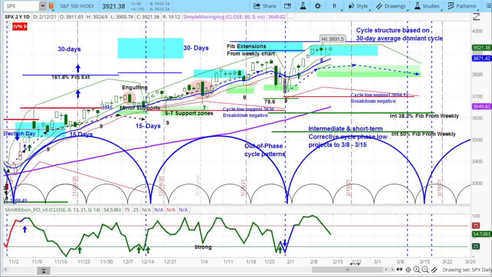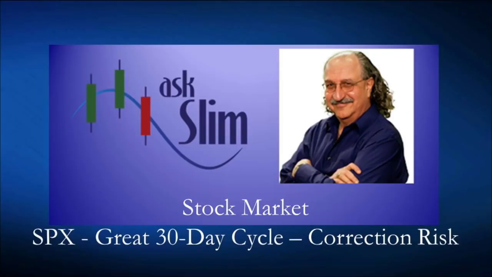That is a look at the short term and intermediate term, really, as we're looking out into March for the stock market.